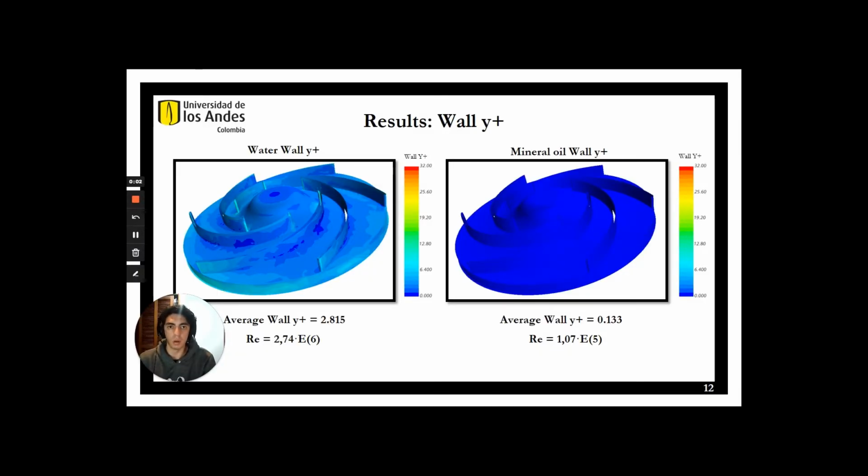Now we are going to discuss our results. First of all, we have the wall Y+. We can see that the water wall Y+ is greater than the mineral oil's wall Y+.